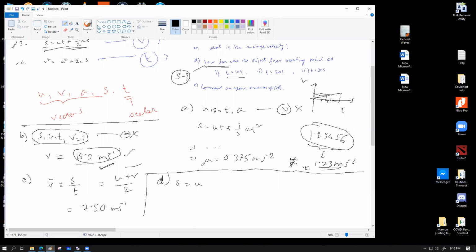So I'm going to use this equation, s equals ut plus half at square, and I'm going to try. So in this case, if I just give a definition, the initial velocity. Hold on, the initial velocity.